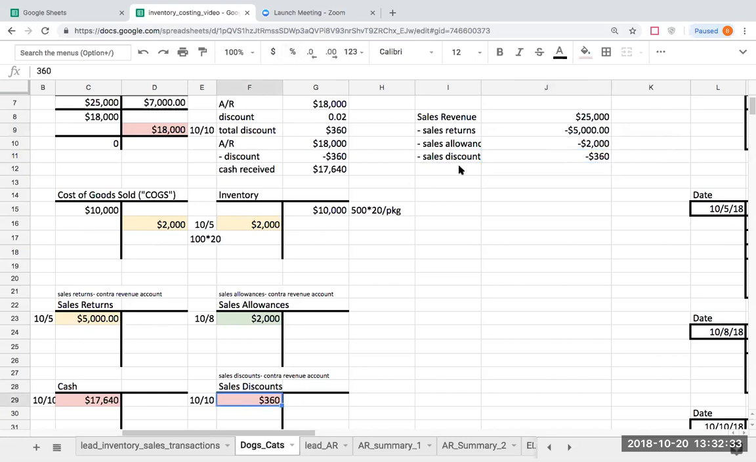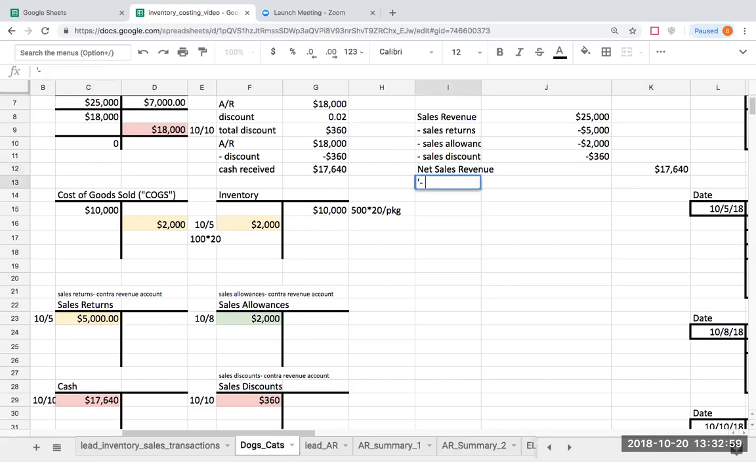And when I subtract these through, I get my net sales revenue. And why do I call it net? Because it is net of any type of sales returns, allowances, or discounts. And I have my net sales revenue here.